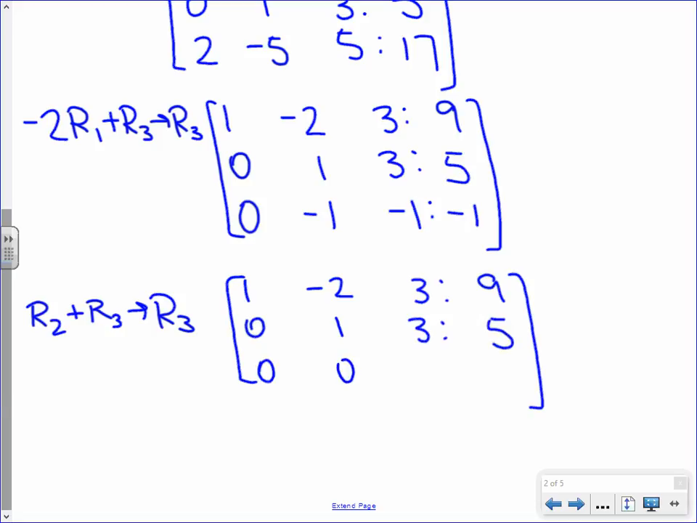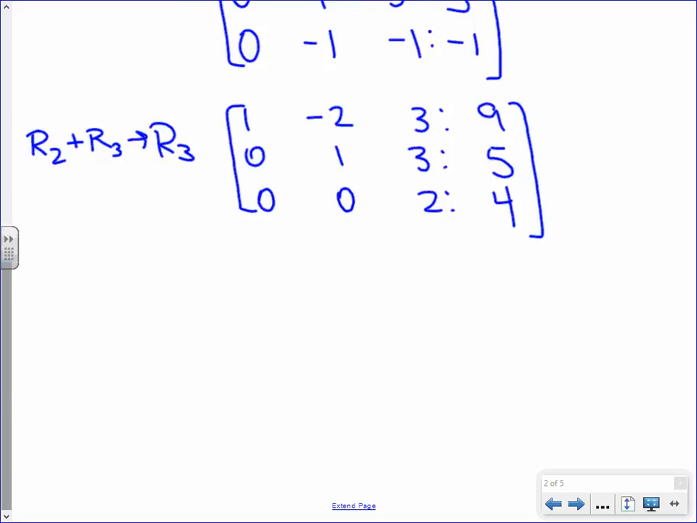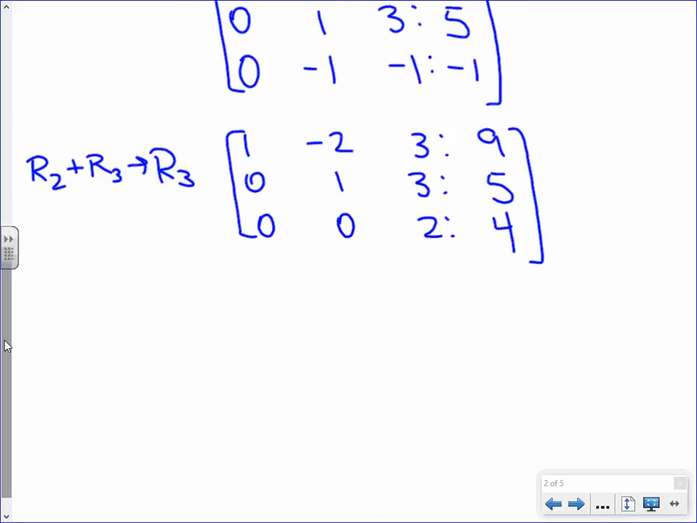So we have 0, 0, 2, 4. And then how do we make, is this in row echelon form? No. It's so close, Darby, what do we need to do? Okay, this 2 needs to be a 1 instead. So all we have to do is take row 3 and multiply it by what? 1/2.